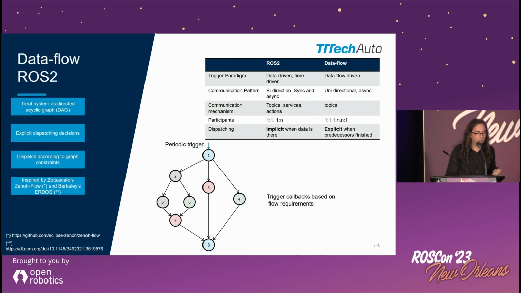So how would we now change ROS to make it data flow capable? So the one thing is we are not supporting the full functionality because we don't need it. So in the sense, for communication, we only support topics. Communication is strictly unidirectional. And most importantly, we have an explicit dispatching. So we do not just let the system run and dispatch things in a chaotic way, but we want to explicitly control this. So how does this now overall work?